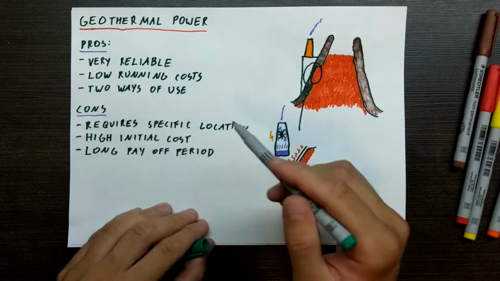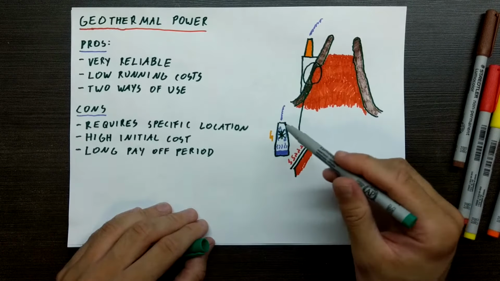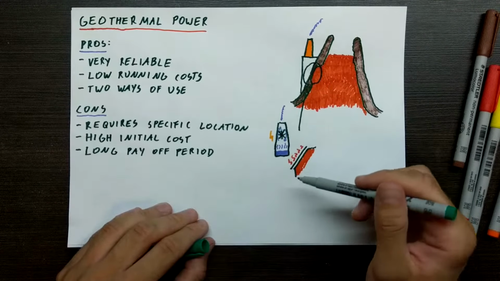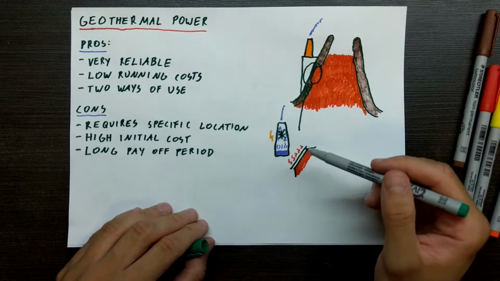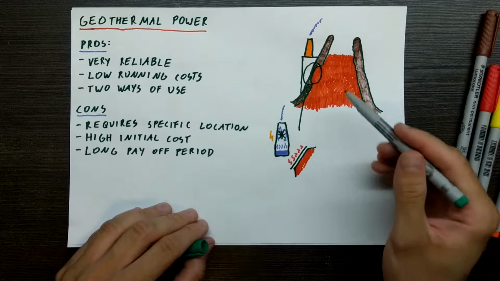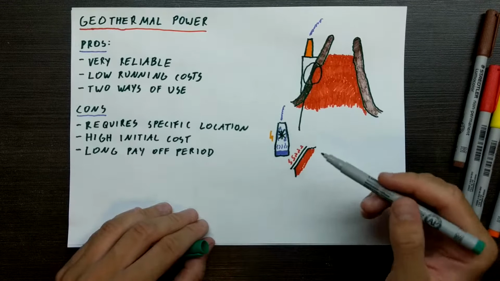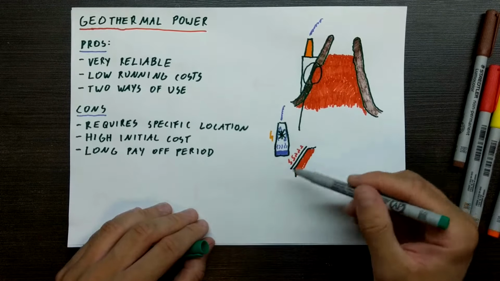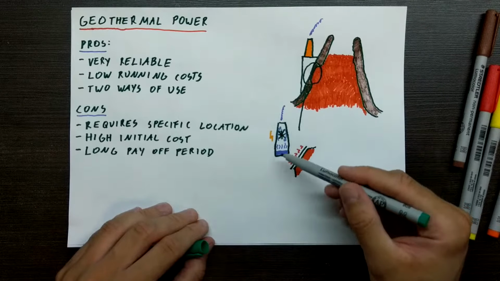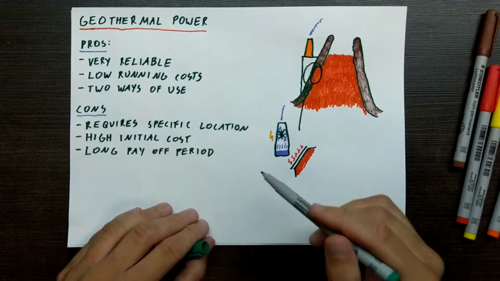Now, another advantage is that the running costs are low. Because essentially, yes, you probably will be paying for the workforce, for the people working in the power station, but there is no fuel needed. These rocks just heat themselves up using the lava from a volcano, or in some other cases, radioactive decay. So you don't need to buy any fuel to heat up that water. It just heats up from those rocks. So the running costs are actually quite low.